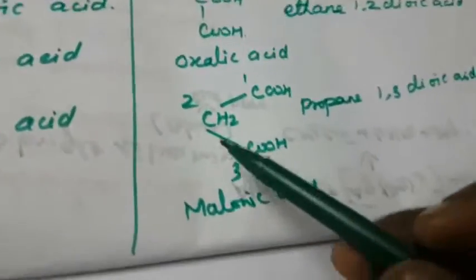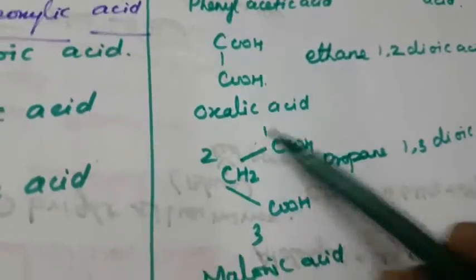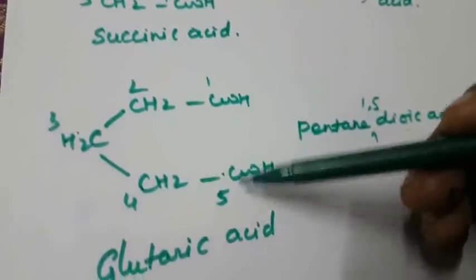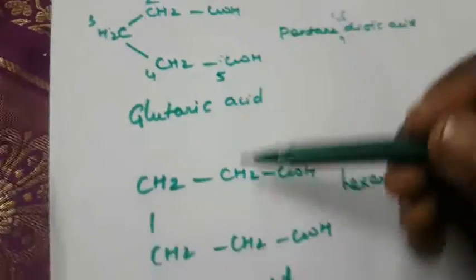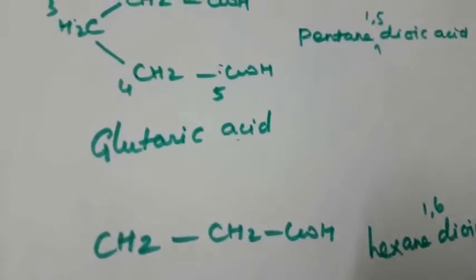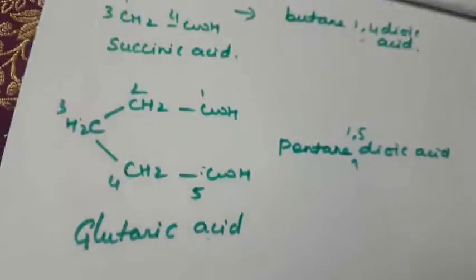So in the common names, 2 carbons means oxalic acid, 3 carbons means malonic acid, then 4 carbons succinic acid, 5 carbons means glutaric acid, and 6 carbons means adipic acid. These are all the important compounds of carboxylic acids.